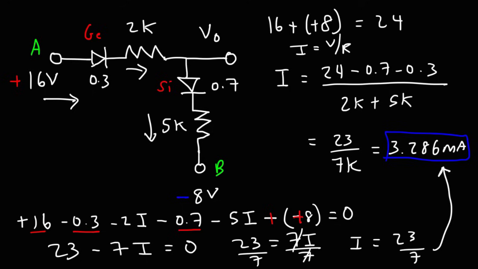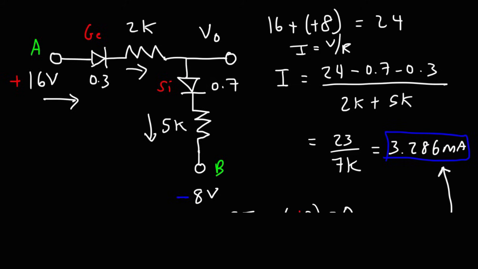So now that we have the current, let's calculate the output voltage. But let's calculate the voltage across every element, or the potential at each point. The potential at A is 16. The potential at B has to be 16 minus 0.3, which is 15.7.